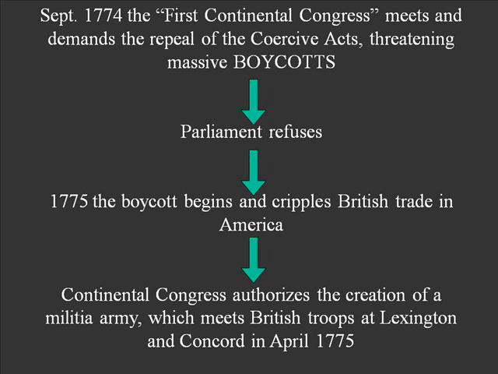If Parliament has not repealed the Coercive Acts by January 1st, was it 1775, then all the colonies will start a boycott of British-made goods. And this time the leaders of Parliament put their foot down and say, all right, we've had it. Let's see what your boycott can do. So the Parliament does not give in. Deadline passes and the boycott starts. And it destroys British trade in their colonies. The economies plummet. It just annihilates them.